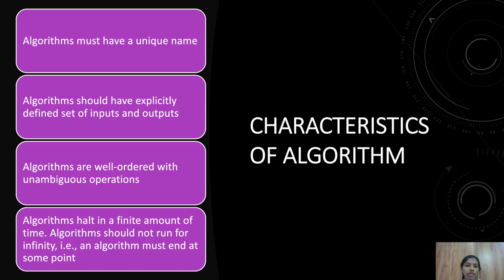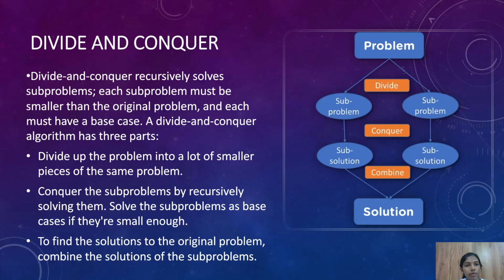Let's see some of the characteristics of an algorithm. An algorithm must have a unique name. An algorithm should have an explicitly defined set of inputs and outputs. Algorithms are well ordered with unambiguous operations. Algorithms halt in a finite amount of time. Algorithms should not run for infinity. That means an algorithm must end at some point.